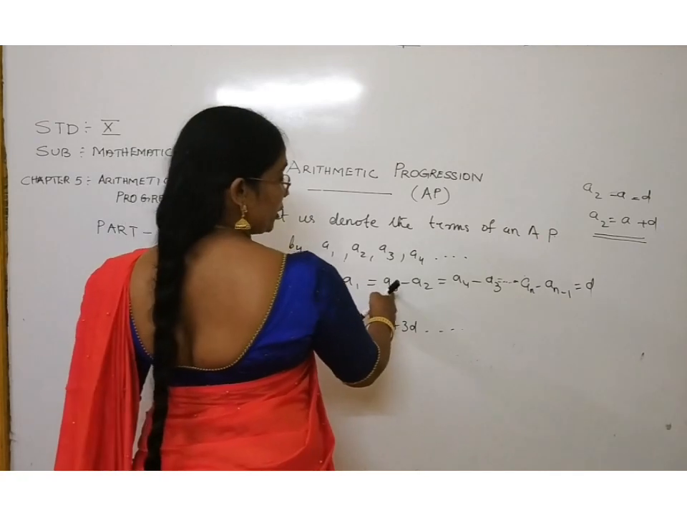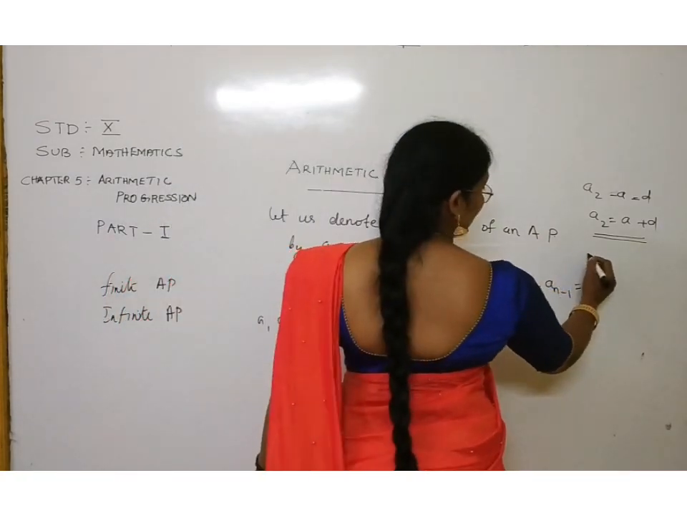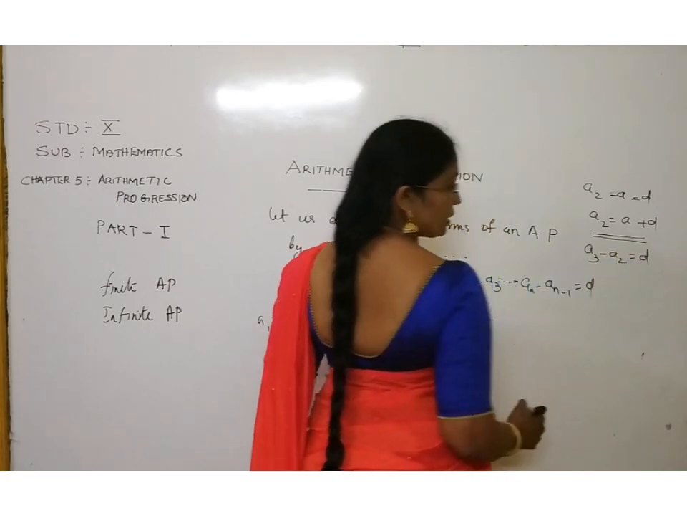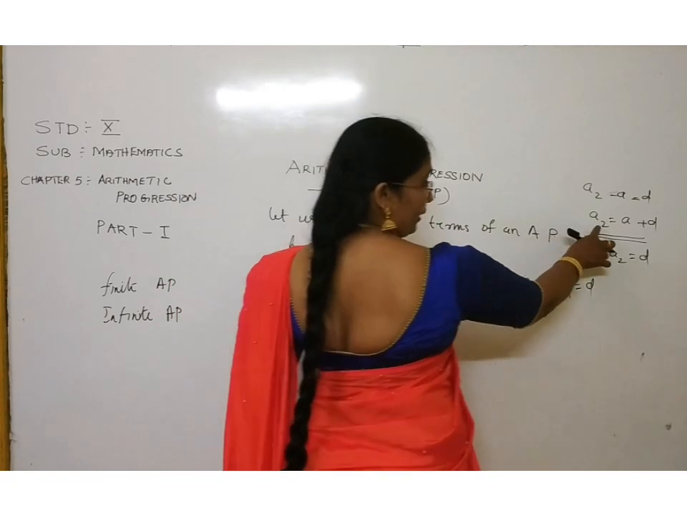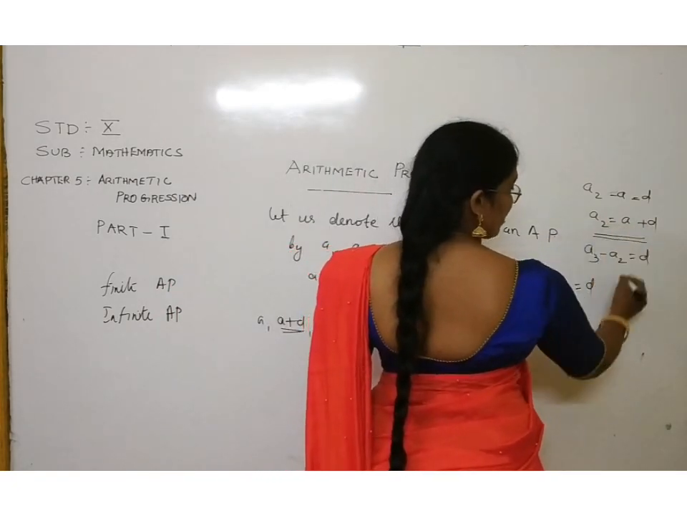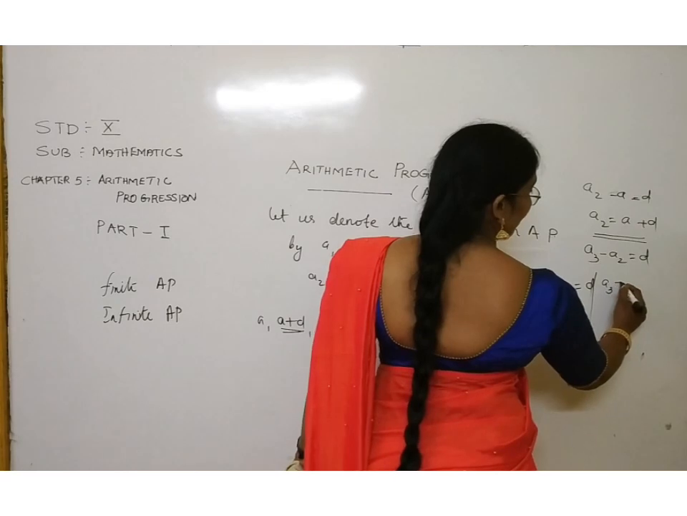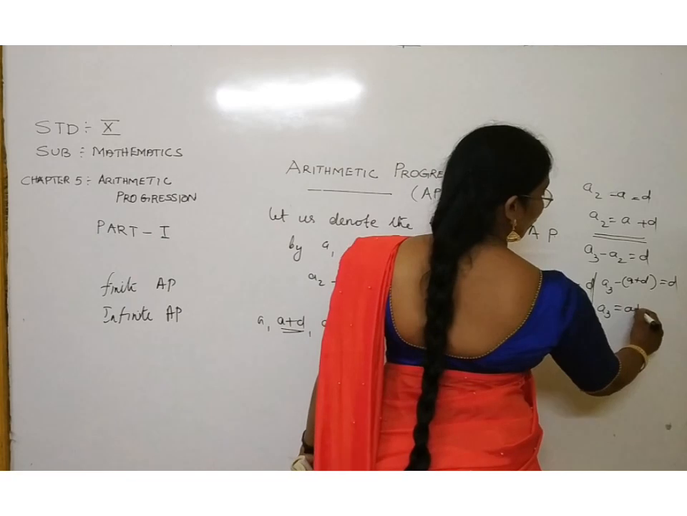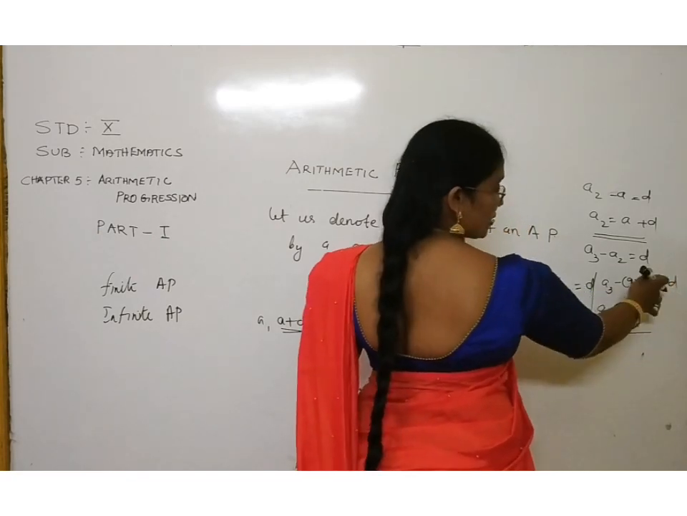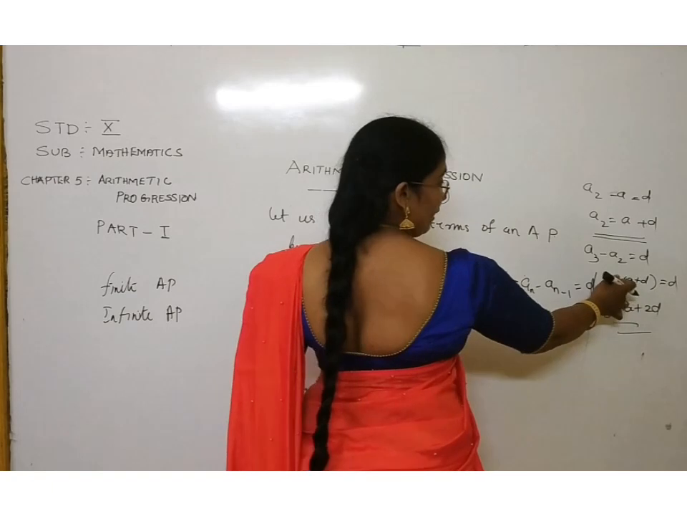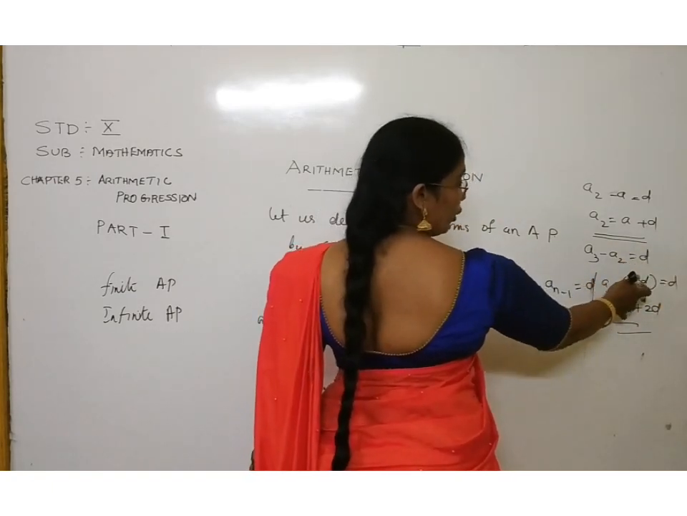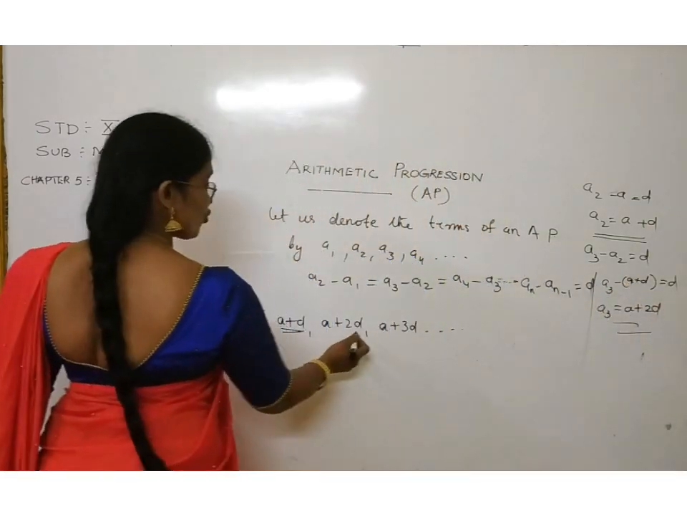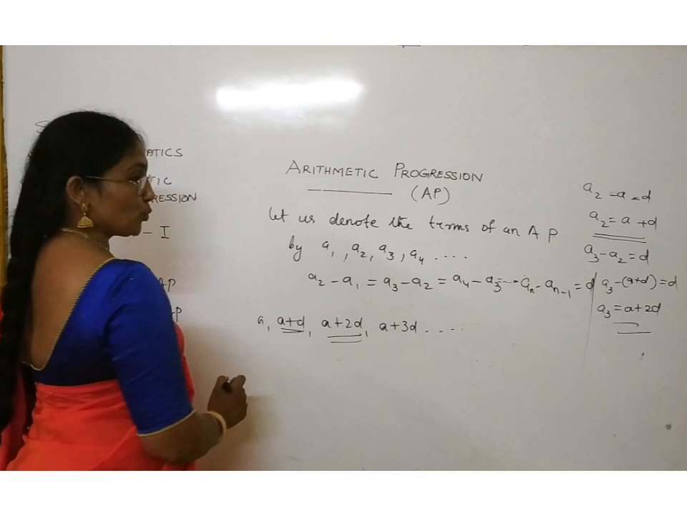Now, for finding out the third term, A3, we know that A3 minus A2 is also equal to D. But you got that A2 is equal to A plus D. Now substitute here: A3 minus (A plus D) is equal to D. That means A3 will be equal to A plus 2D. When you take that to the other side, D and D total 2D, so A3 is A plus 2D.